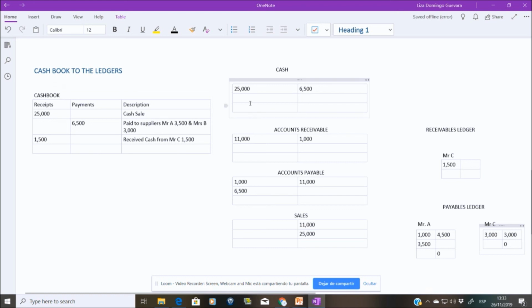So next we have our payment from our customer Mr. C. So we will debit 1,500 cash and credit accounts receivable of 1,500. And we will also remove from the individual customer account of Mr. C 1,500.